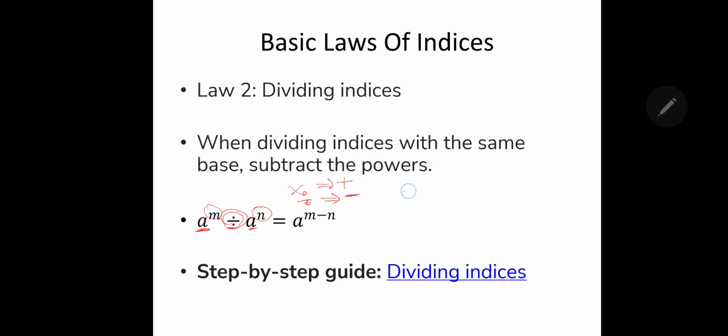So for example, you have something like 3 to the power 4 divided by, let's say, 3 to the power 2. What do we use? The law. It's two same bases. You write the base and then you subtract their powers. So what do you get? 3 squared. Simple as that. You understand?